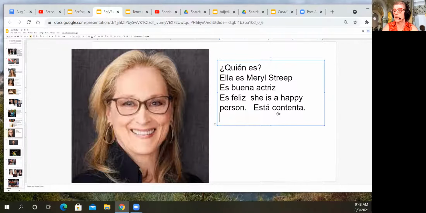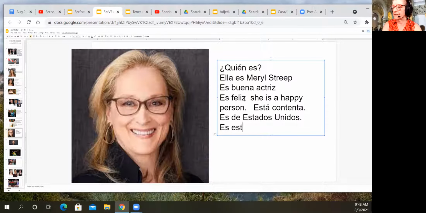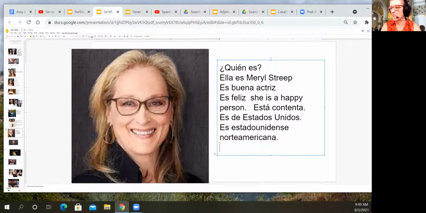Now we're going to talk about where she's from. Where she's from is Estados Unidos or North America, right? Origin is ser. So, es de Estados Unidos. Es de, she's from. Es de Estados Unidos. She's from the United States. Or I might say she is, and then give the nationality. Es de and country, right? Es de Estados Unidos. But if we take out that word de and we plug in a nationality instead of the country, it's es estadounidense. Es estadounidense, or I could say es norteamericana. Bien? Okay.